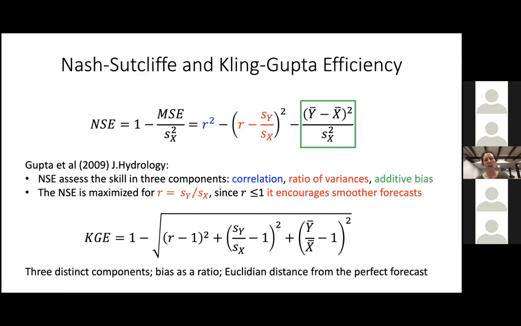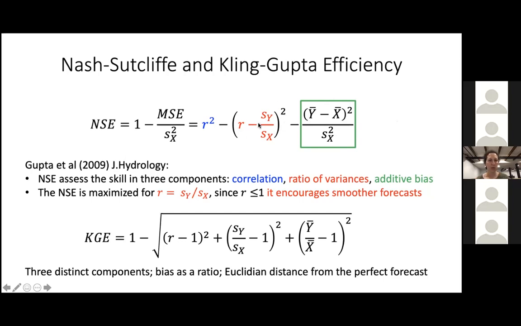So what he was concerned about was that essentially, if you look at these three components in the NSC, the bias is still the bias term. It still depends on the variance of the observations. So if you have a forecast with observations that have larger variances, essentially the bias term gets less weight in the score.